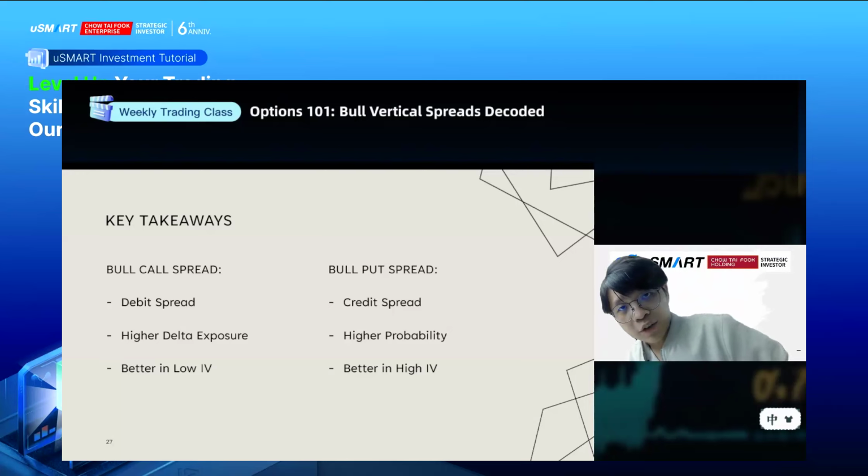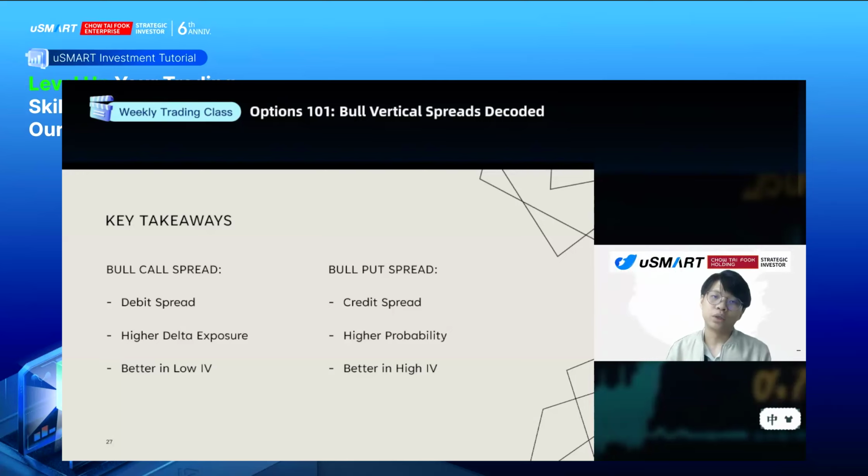So the bull call spread works best in low implied volatility. Even though the Vega effects will offset each other, lower implied volatility means cheaper, so you're able to use a lesser cost to get into this strategy. Whereas the bull put spread works best in a high implied volatility situation because you are a seller. So the higher the IV, the higher the premium that you are going to receive.